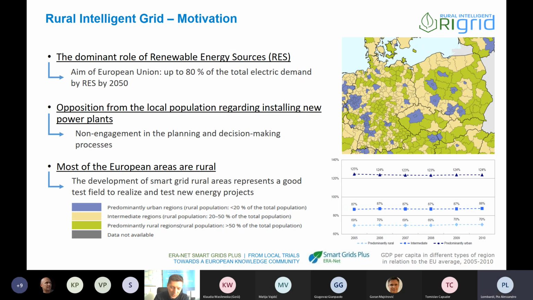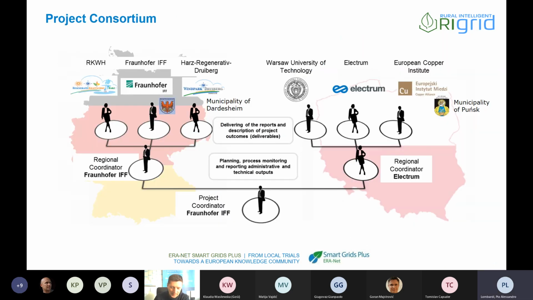Why rural regions? As you can see on the map on the right, most regions in Europe are still rural ones. Also, renewables need space. And as you can see on the graph below, the rural regions are underdeveloped compared to the cities. That's why there's a big potential for investment there.